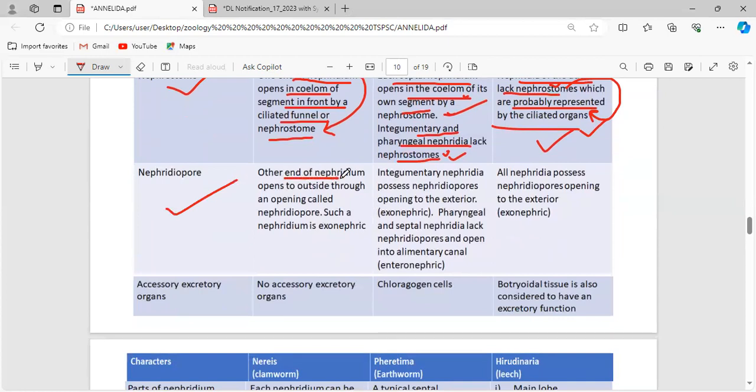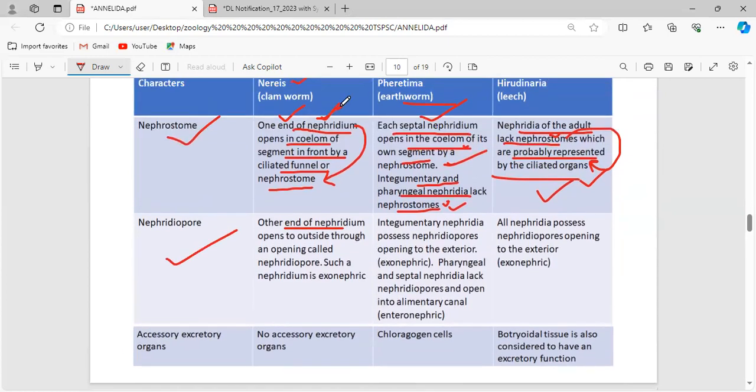Nephridiophore, the other end of the nephridium. See, one end of the nephridium opens to the nephrostome. The other end of the nephridium opens outside through an opening called the nephridiophore, through which the excretions of that particular organism will be released to the outside of the body.